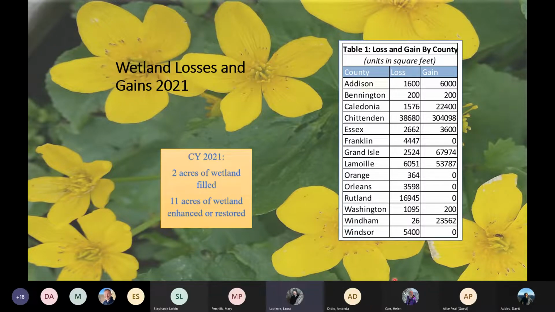Another interesting point is that our permit issuance in 2021 increased by over 1/3 from previous years. That's a significant jump, and it'll be interesting to see the data going forward.